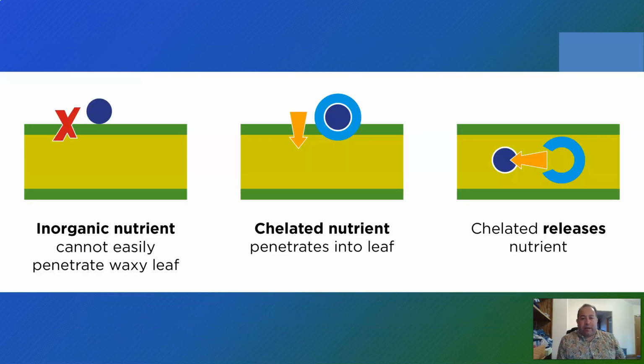And so if you want to know what that means, this is what it means, and this is why it's important. An inorganic nutrient, these micronutrients can't really penetrate a waxy leaf. They just can't get through that surface. But if they combine and become this chelated nutrient, then that is able to penetrate through the leaf. And then once it's in the leaf, the chelate releases the nutrient, and the plant can take it in that way. So it kind of helps to get the nutrients into the plant.